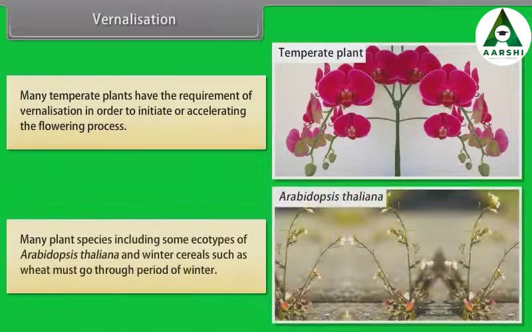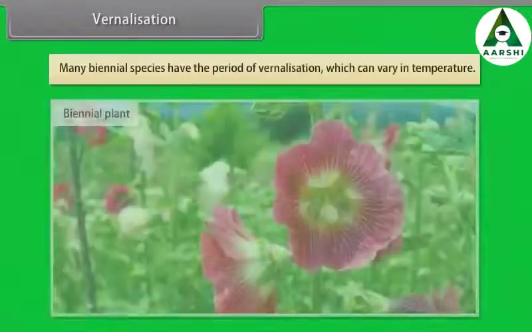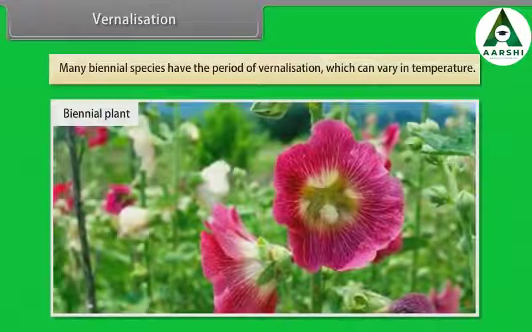Many plant species, including some ecotypes of Arabidopsis thaliana, and winter cereals such as wheat, must go through a period of winter. Many biennial species have a period of vernalization, which can vary in temperature.